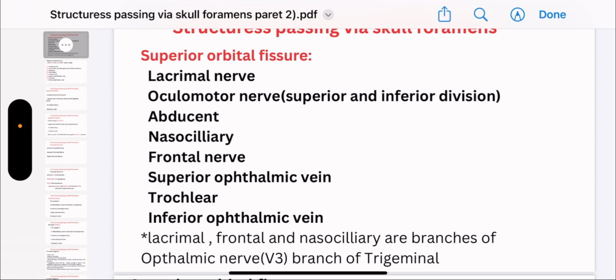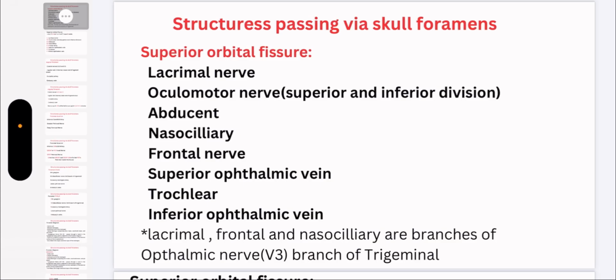Structures passing via the superior orbital fissure are the lacrimal nerve, superior and inferior divisions of the oculomotor nerve, abducens nerve, nasociliary nerve, frontal nerve, superior ophthalmic vein, trochlear nerve and inferior ophthalmic vein. Lacrimal, frontal and nasociliary are branches of the ophthalmic nerve, V1, branch of the trigeminal.